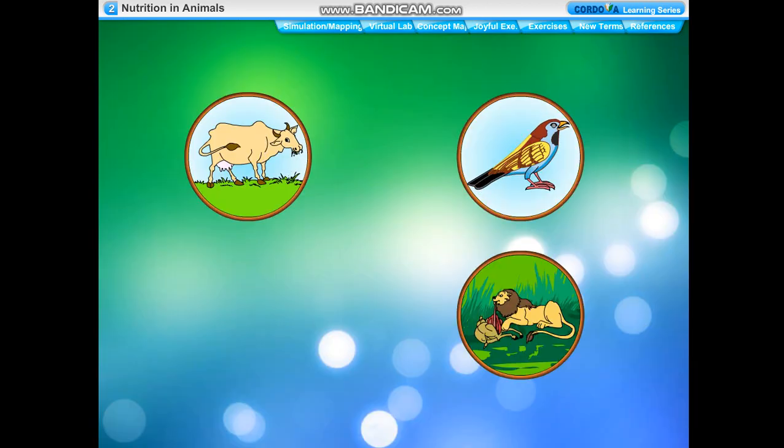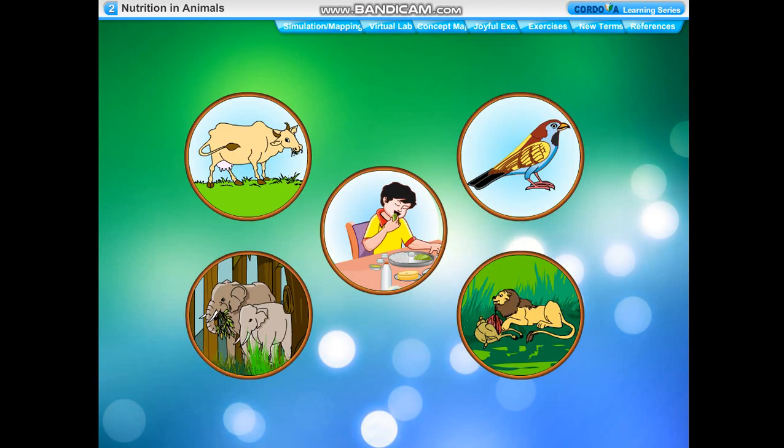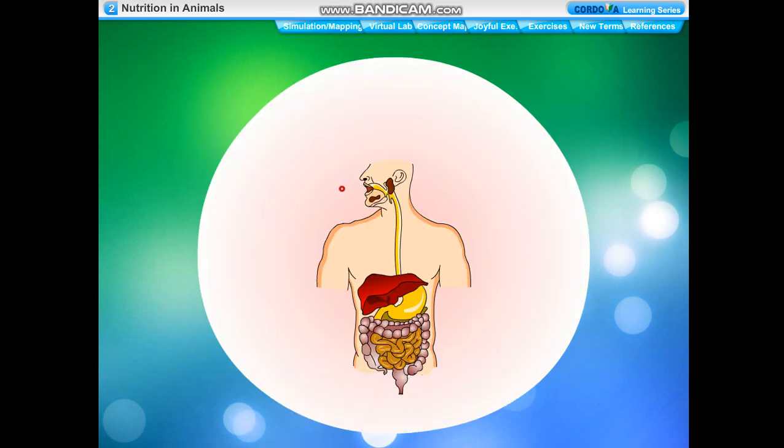All organisms, including humans, require food for growth, to repair damaged parts of their bodies, and for obtaining energy to carry out life processes. Animal nutrition is a process of taking food by an organism and its digestion, absorption, and utilization in the body.